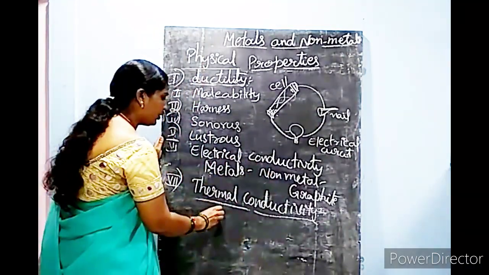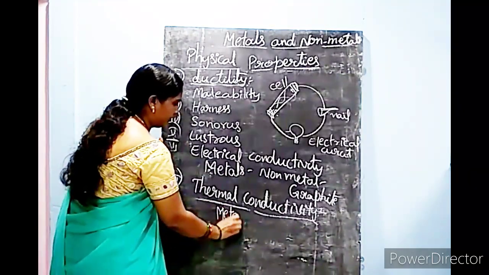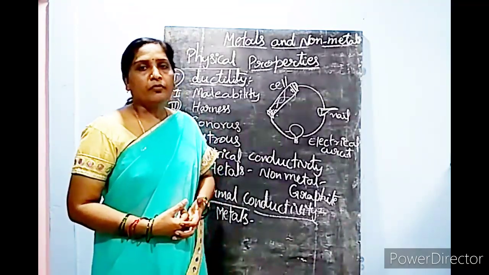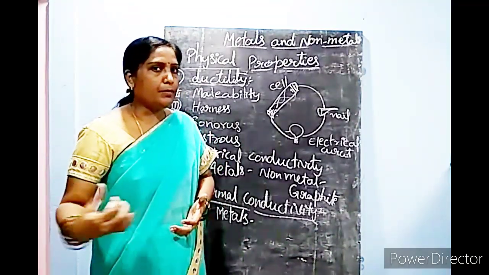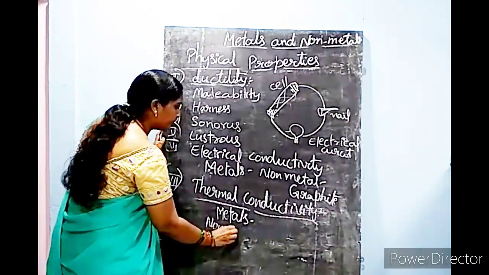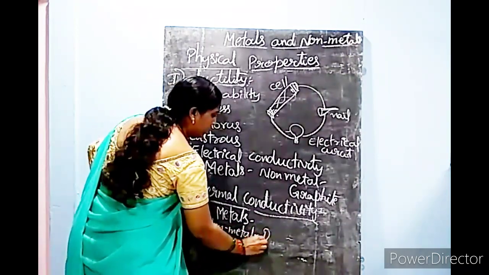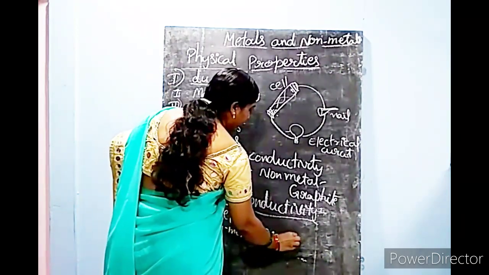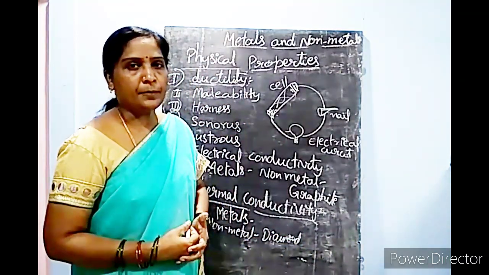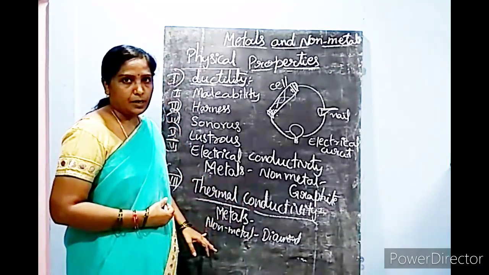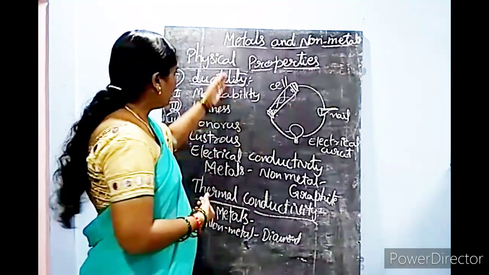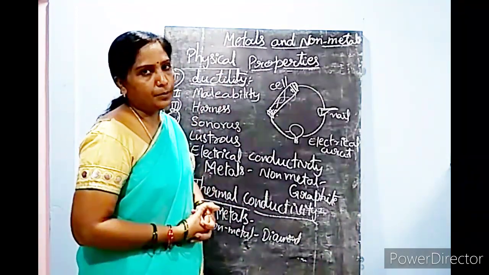So which materials will show this property? All the metals show the property of thermal conductivity. And you know there are always some exceptions. As we studied, a non-metal like diamond, even though it's a non-metal, shows the property of thermal conductivity. It's a form of carbon, from the carbon compounds chapter. You will be reading all this in detail. So these are the physical properties of all the metals.